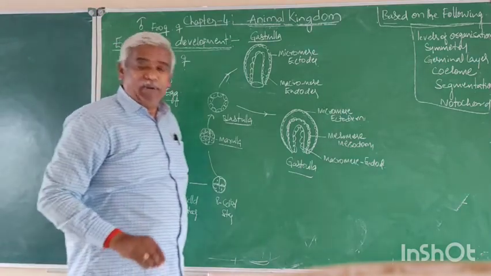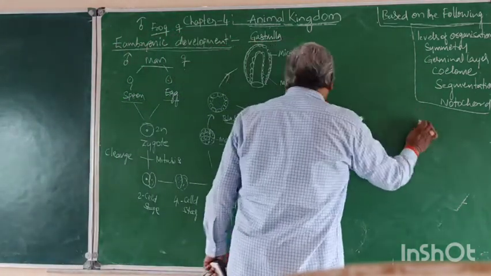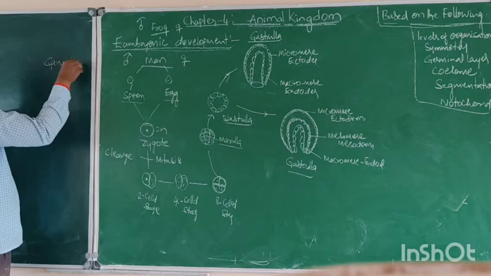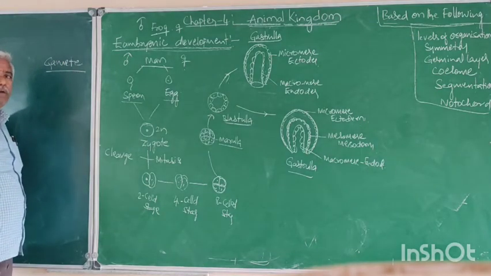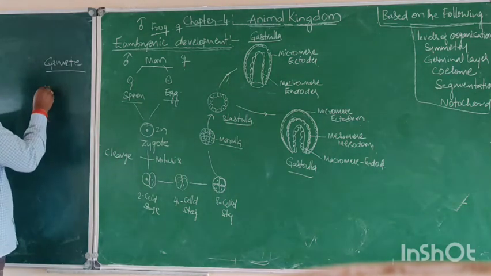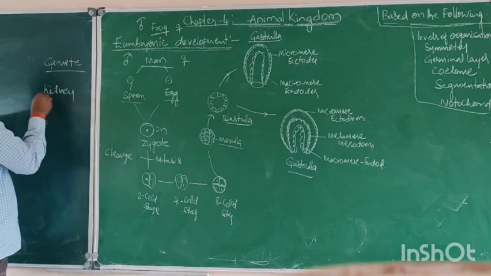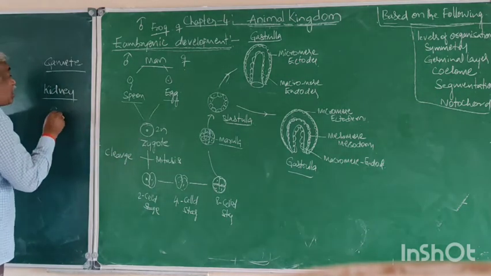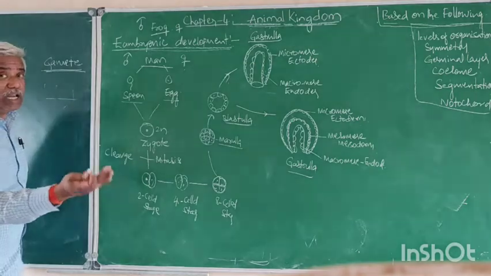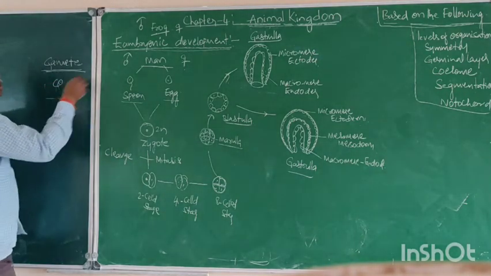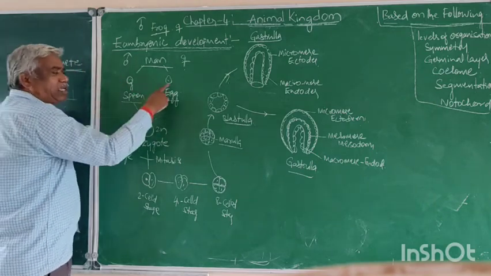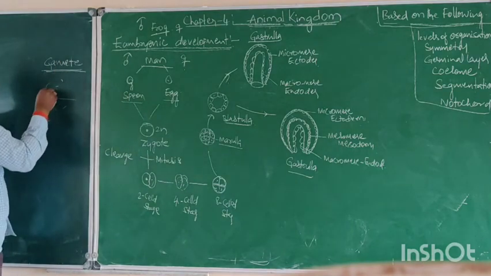Now see, gametes. Name the gametes: male and female gametes are sperm and egg or ovum. Now what is this? Kidney. Kidney belongs to which level? Organ. Gametes are at the cell level. The sperm is a single cell, and the egg is also a cell.